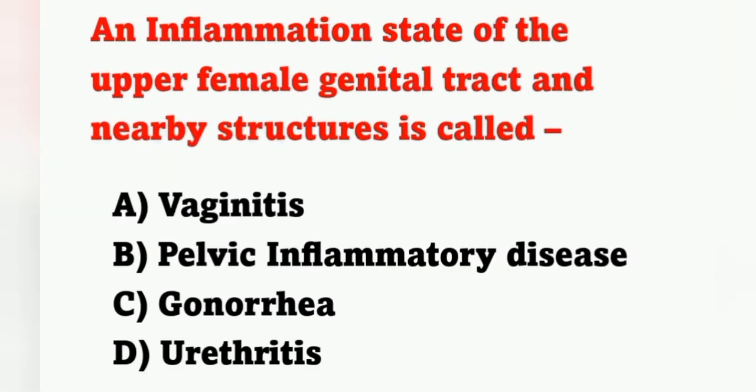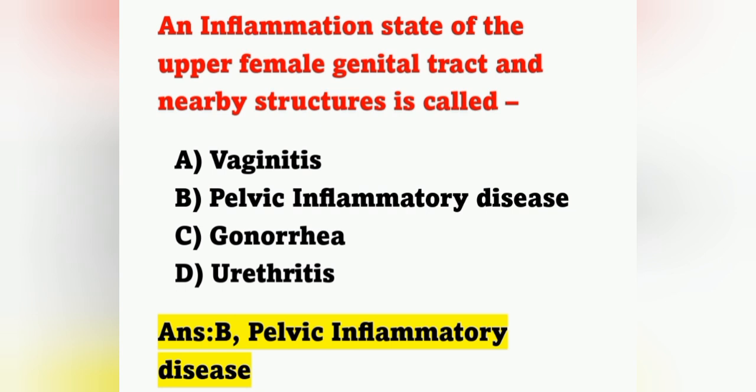And the next question, an inflammation state of the upper female genital tract and nearby structures is called. Options, option A vaginitis, option B pelvic inflammatory disease, option C gonorrhea, option D urethritis. And the correct answer is pelvic inflammatory disease, that is inflammation of the upper female genital tract and nearby structures. Option B is the correct answer.